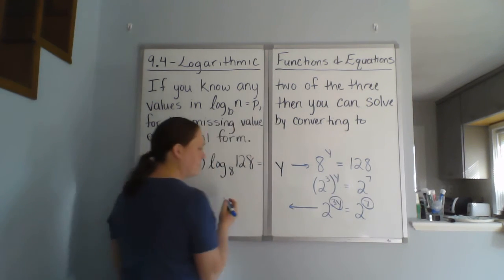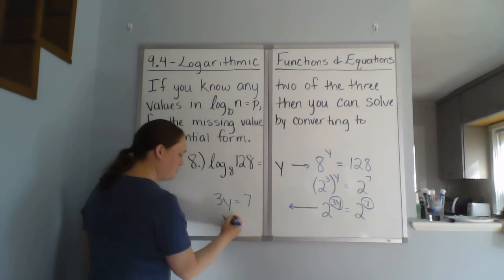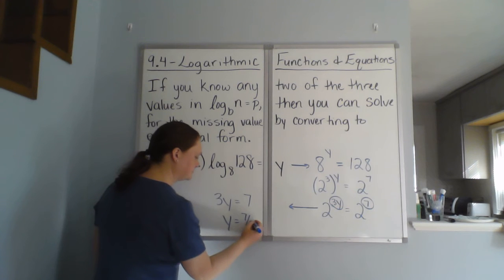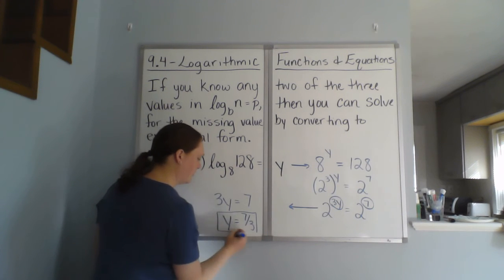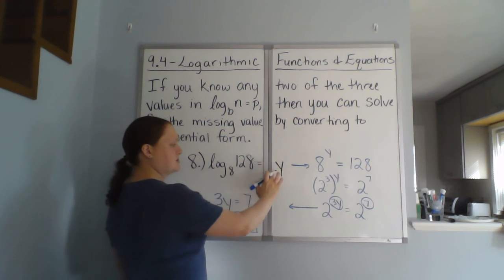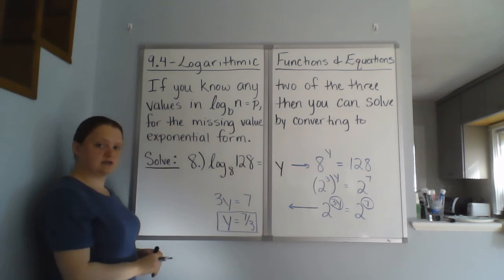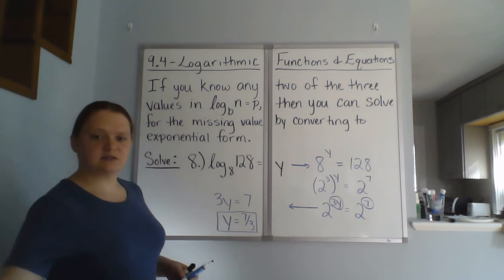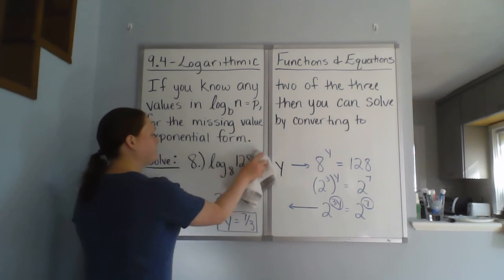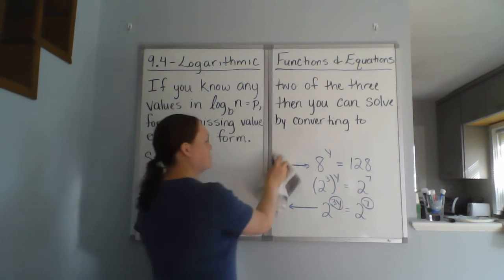So now I'm going to work back over here. We're going to have 3y is equal to 7. So y equals 7/3. All right, and again, I just want to go back and look. There were no restrictions on the answer for a logarithm, just the base and the inside. So this is our final answer. Okay, one more of these. For problem number 9, we're going to be solving for the base now instead.